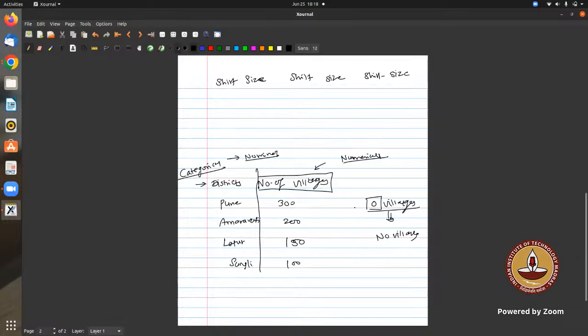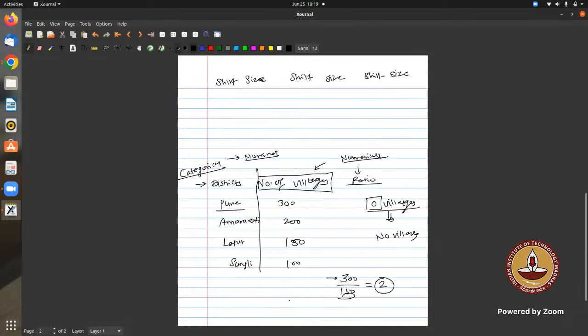One more important point to note is that we are able to do meaningful addition, subtraction, multiplication or division operations when it comes to a ratio scale of measurement. So can I say the number of villages in Pune is twice that of Latur? Is it meaningful? So what I did here was just divide by 2. The number of villages in Pune is twice the number of villages in Latur.